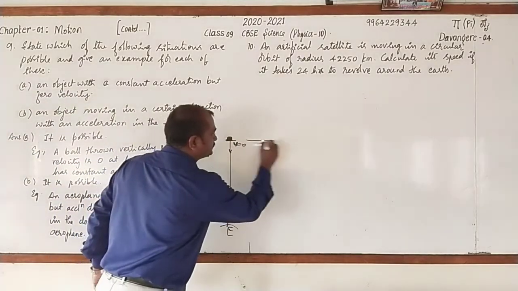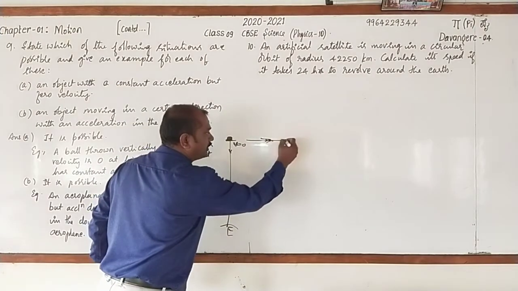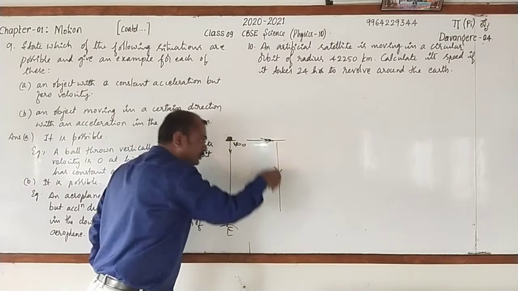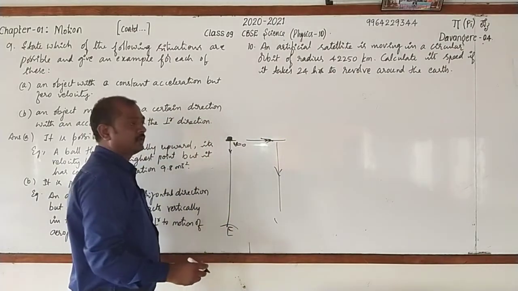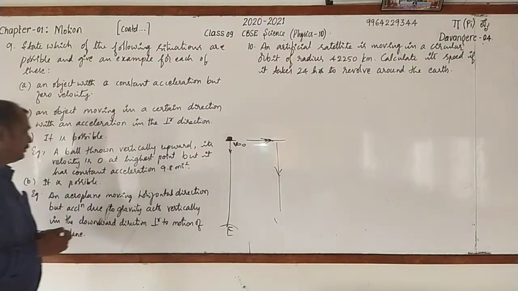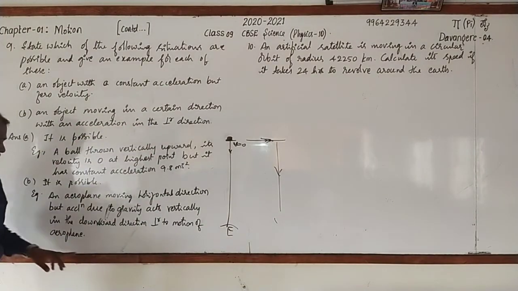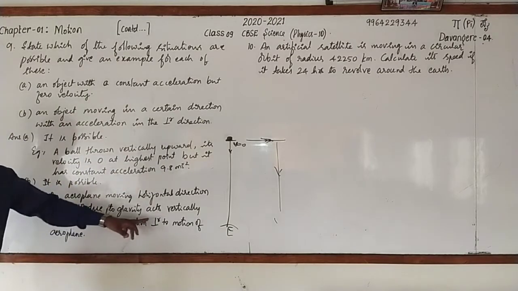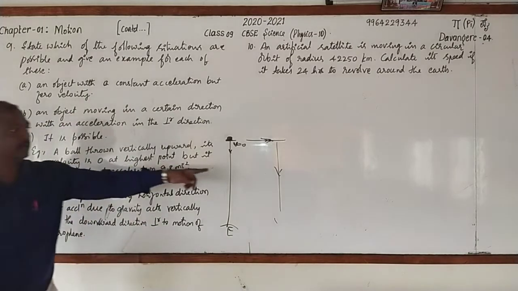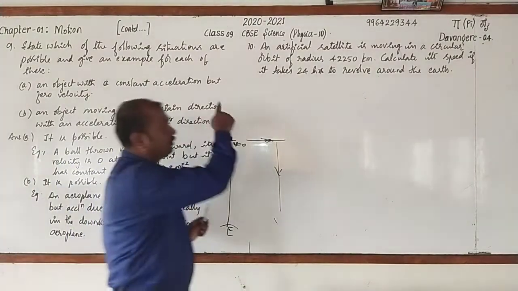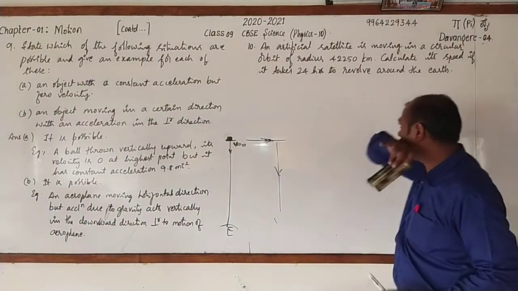When it is moving horizontally, the gravitational force will be acting towards the ground. Hence, it will be perpendicular. That is, look here, acceleration due to gravity, which is acting vertically downward, is perpendicular to the motion of the aeroplane. Got it? Okay. Now, we will move on to the 10th one.